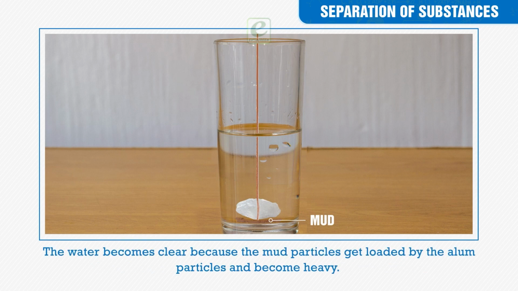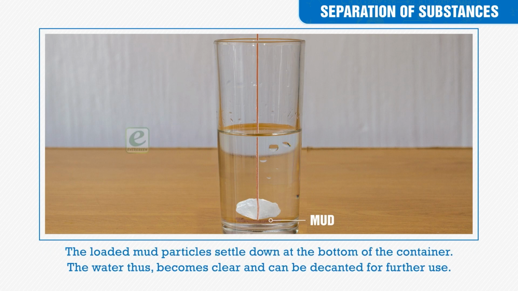The water becomes clear because the mud particles get loaded by the alum particles and become heavy. The loaded mud particles settle down at the bottom of the container. The water thus becomes clear and can be decanted for further use.